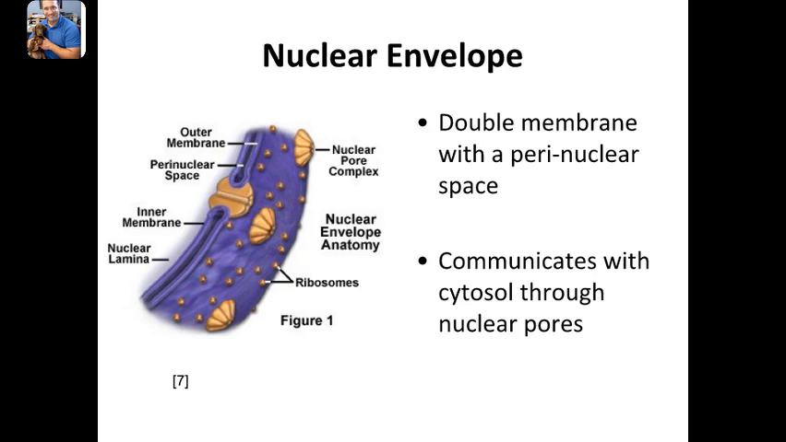ribosomes, or those protein factories, on the outside of the nuclear envelope. So the envelope is going to have those two membranes. It's going to communicate with the cytosol through these pores, and these clamshell looking things, or these little volcanoes, they are, let's try a new color here, where stuff comes in and out through these nuclear pores.